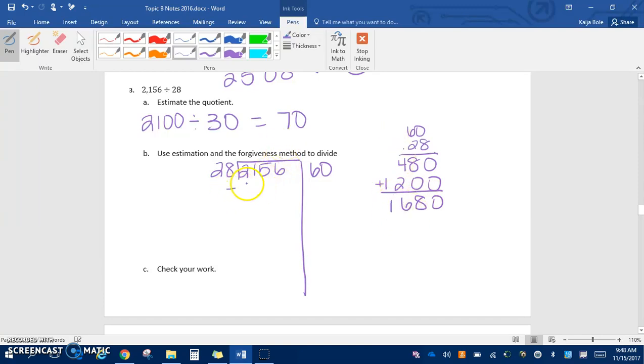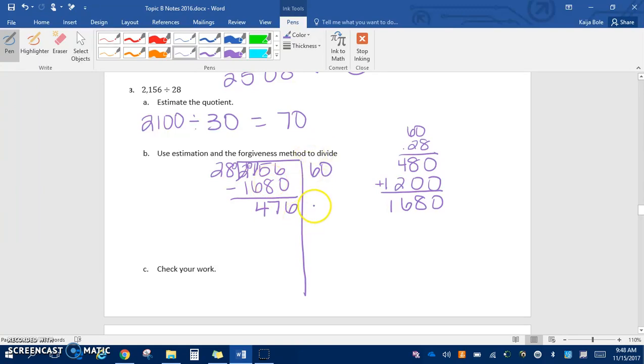So we're going to subtract 1,680. So we get 6. We borrow, this is 0. 15 minus 8 is 7. Borrow again, this is a 10. Minus 6 is 4. So we are left with 476.